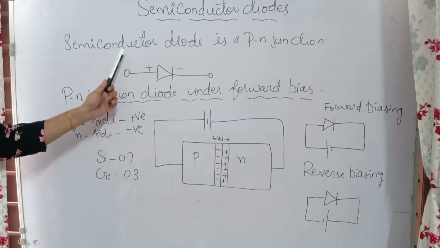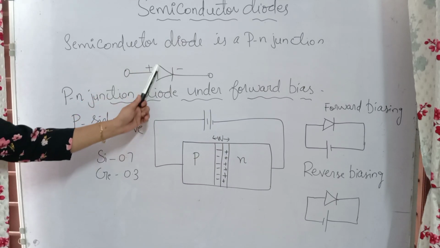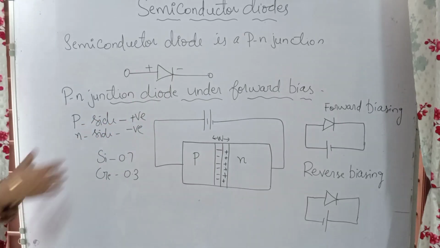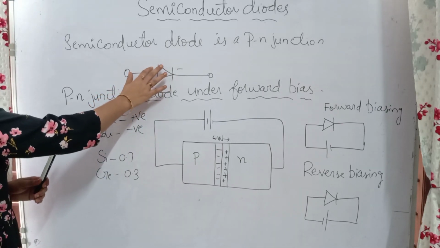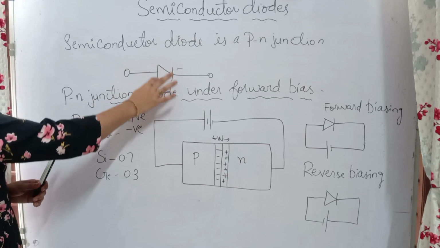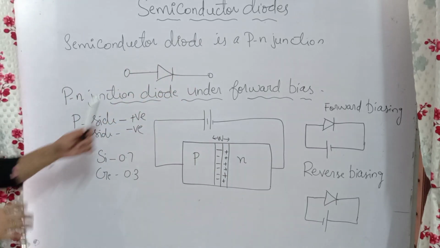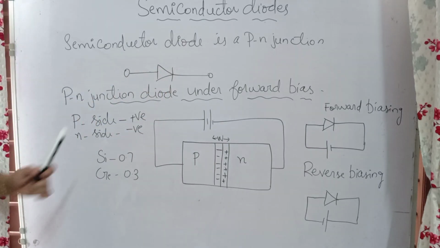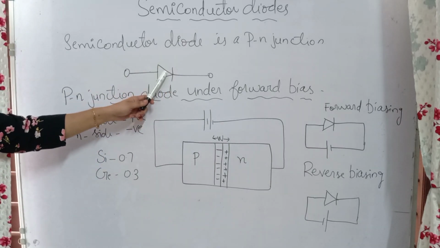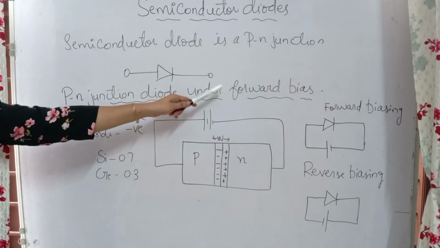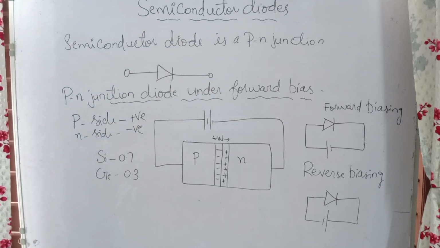So here we have a semiconductor diode. This is the symbol of a semiconductor diode. The positive and negative I have mentioned here, it is not compulsory to write this. Here we can see that this side is positive and this bar is negative. We can connect this semiconductor diode in two ways. First one is forward biasing and the second one is reverse biasing.